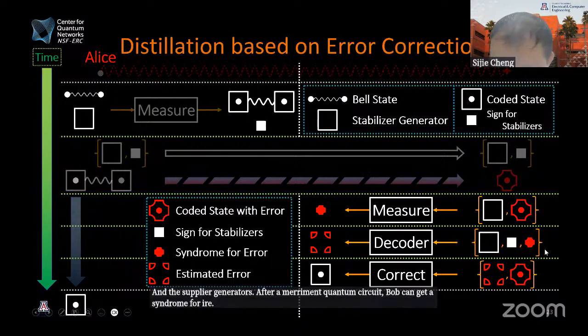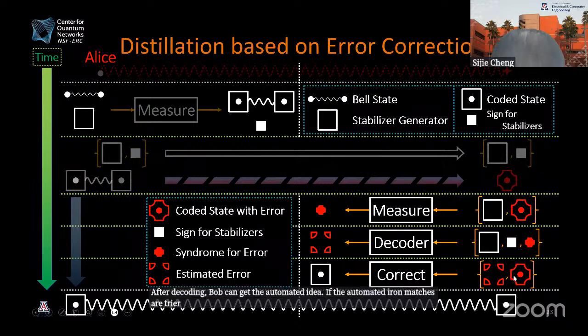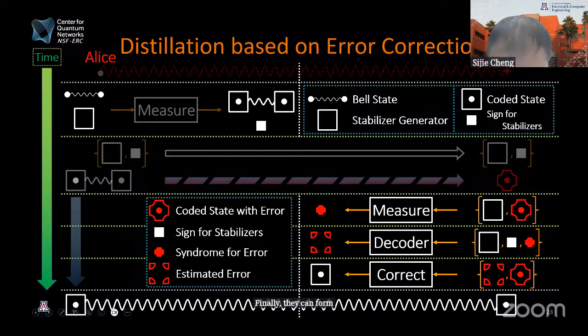Using stabilizers, signs, and the syndrome for the error, after decoding, Bob can get the estimated error. If the estimated error matches the actual error, Bob can correct it using a quantum circuit to get the coded state without error. Finally, they can form perfectly coded Bell pairs between Alice and Bob.